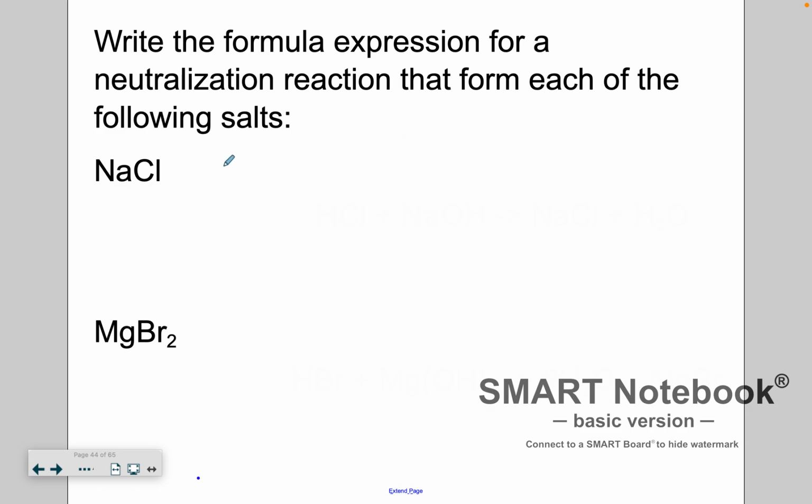Write the formula expression for a neutralization reaction that forms each of the following salts. Okay, so here I'm given the salt. Remember our general equation: acid plus a base produces the salt plus the water, right? And we have been talking about how to identify an acid. Well, it's anything that usually has a proton in the front, an H. And how do we identify a base? Usually has OH in it, okay?